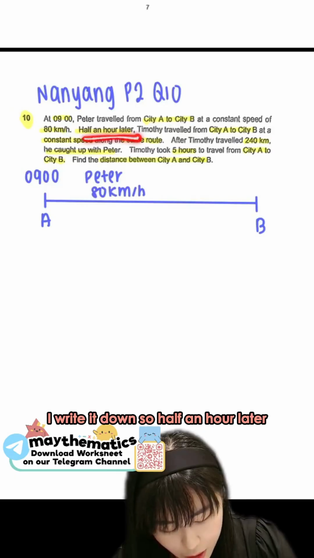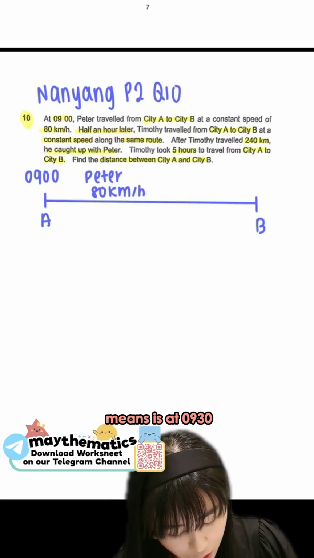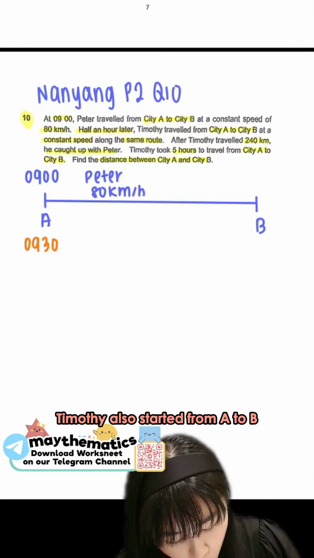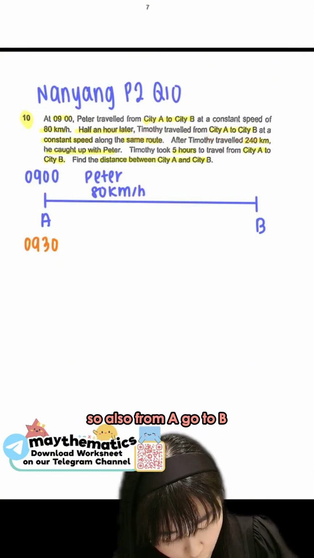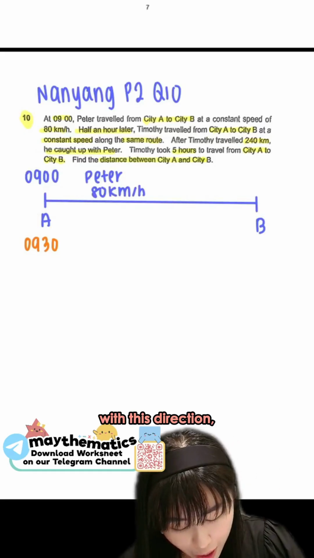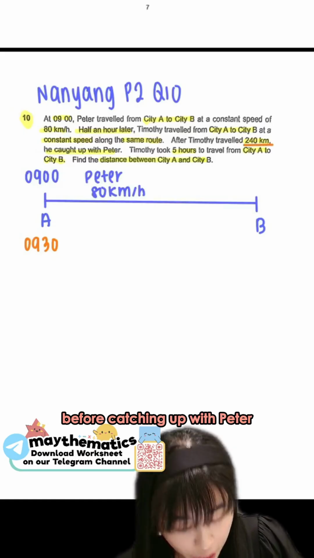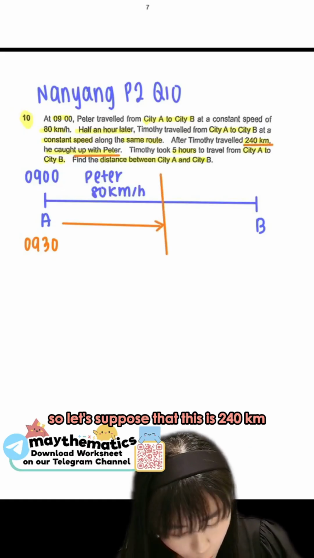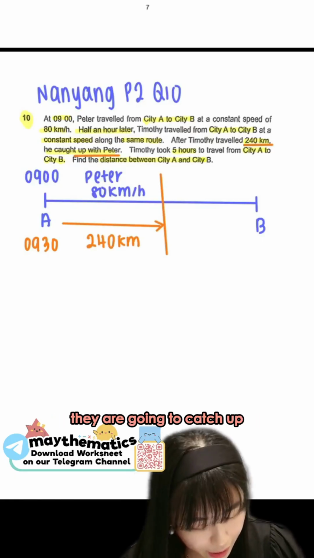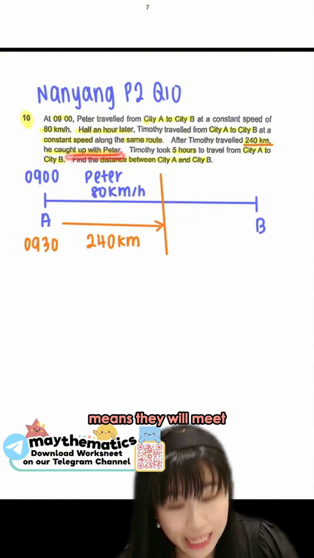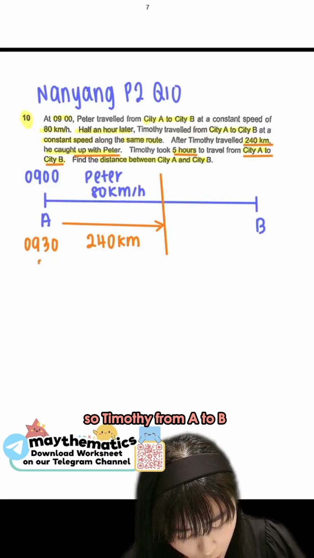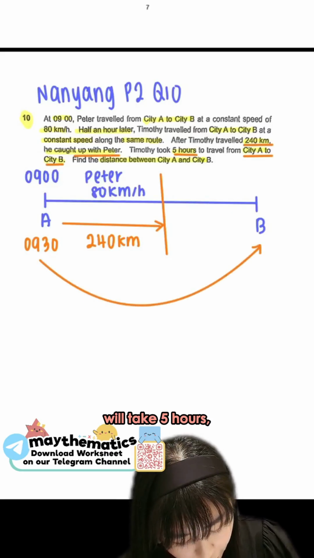I write it down. So half an hour later means it is at 0930. And what happened is Timothy also started from A to B. So also from A go to B. So it's following the same direction. With this direction, he traveled 240 before catching up with Peter. So let's suppose that this is 240 km. And what happened is that they are going to catch up, means they will meet. After that, they say Timothy took 5 hours to travel from A to B. So Timothy from A to B will take 5 hours.